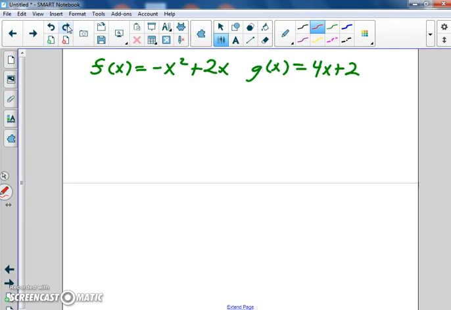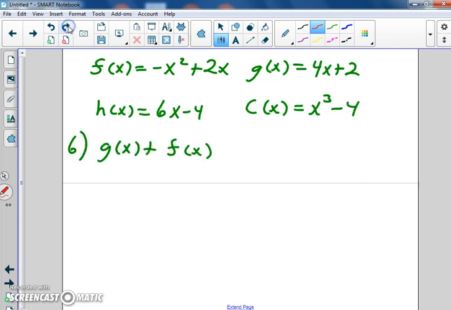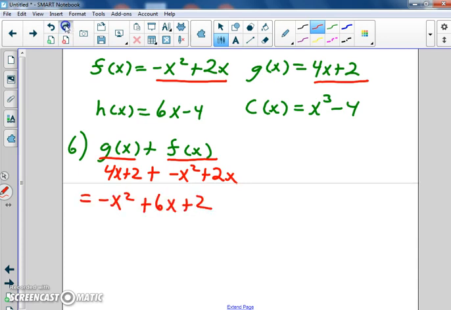The next series of problems deal with composition functions and also performing the basic operations of functions. Question number 6. g of x plus f of x. So g of x is 4x plus 2. f of x is -x squared plus 2x. You add them together. Now combine your like terms. You should get -x squared plus 6x, 4x and 2x is 6x, plus 2.